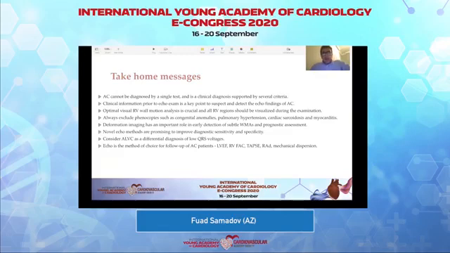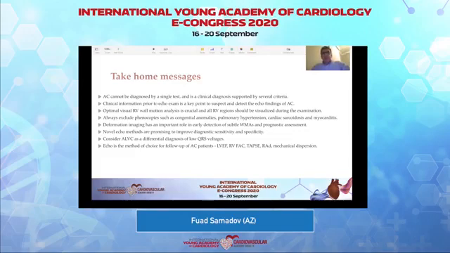As a conclusion, arrhythmogenic cardiomyopathy cannot be diagnosed by a single test, even cardiac MRI, and it's a clinical diagnosis supported by several criteria. Clinical information prior to the echo exam is a key point to suspect and detect echo findings of arrhythmogenic cardiomyopathy. Optimal visual RV wall and motion analysis is crucial, and all RV regions should be visualized during the examination. Always, we have to exclude phenocopies such as congenital anomalies, pulmonary hypertension, cardiac sarcoidosis, and myocarditis.